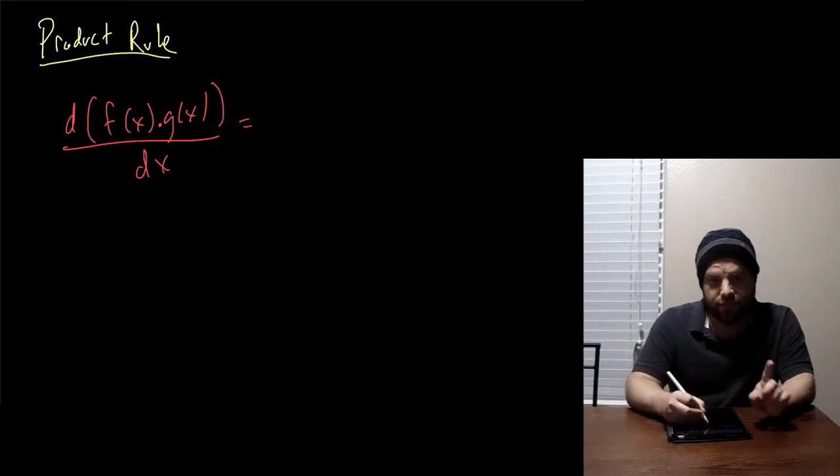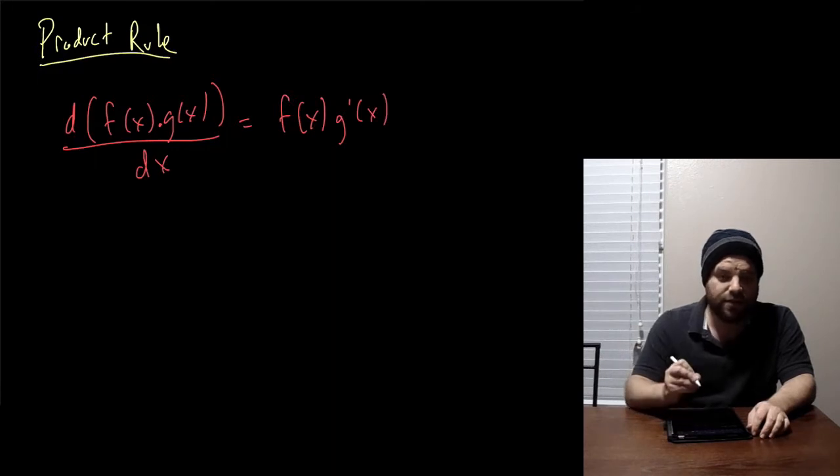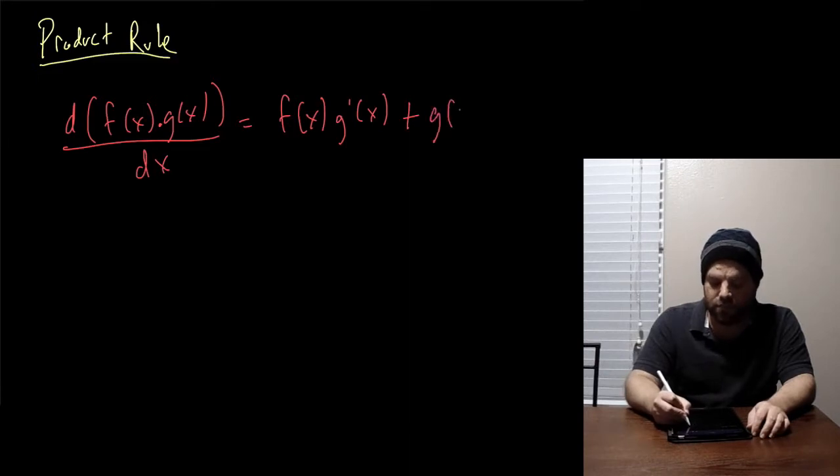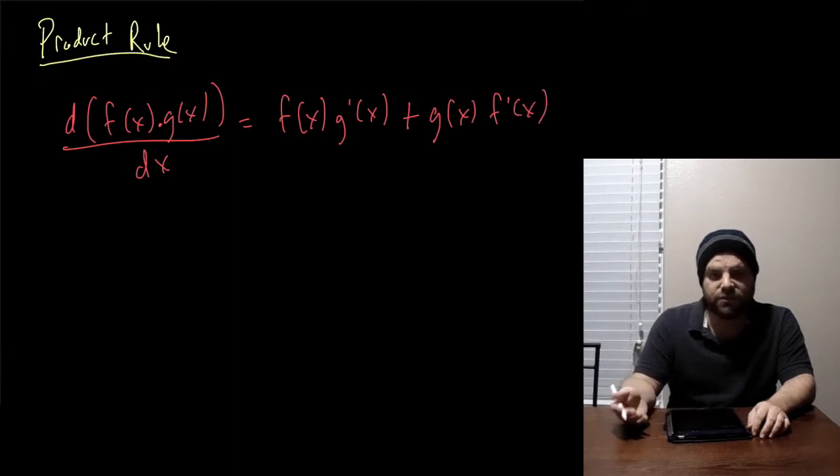It'll equal the first function, you'll just copy the first function as it's written, times the derivative of the second function. So you'll take the derivative of the second function, multiply it by the first function, and then you'll add, and then you'll take the second function and multiply that by the derivative of the first function. So you can think of it as being the first times the derivative of the second plus the second times the derivative of the first. Okay, that's literally the rule.